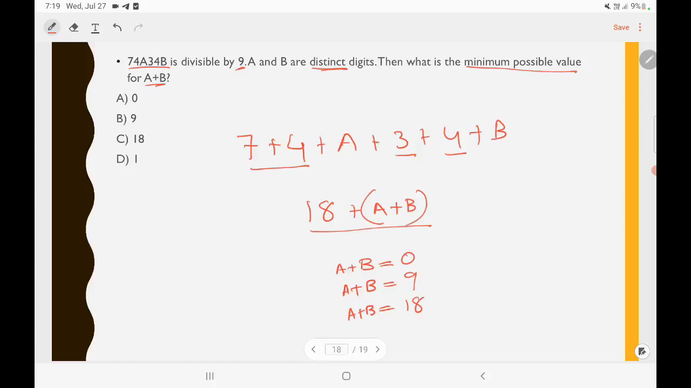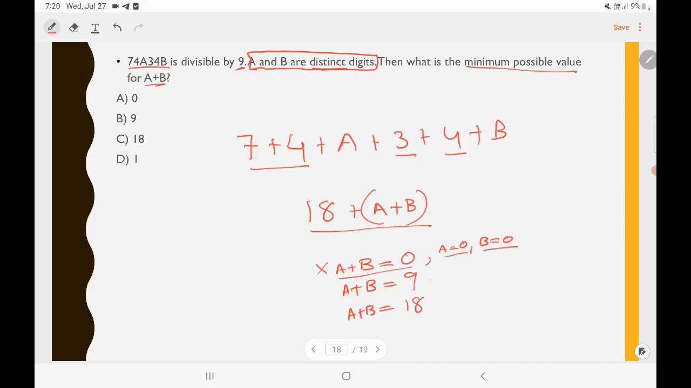It has asked what is the minimum possible value of A plus B. There is a tendency for you to write 0 as the answer, because that is the minimum value. But here it has mentioned that A and B are distinct digits. This is very important, because if A plus B equals 0, then A equals 0 and B equals 0. This is the only possibility, but then A and B won't be distinct. So this is wrong.